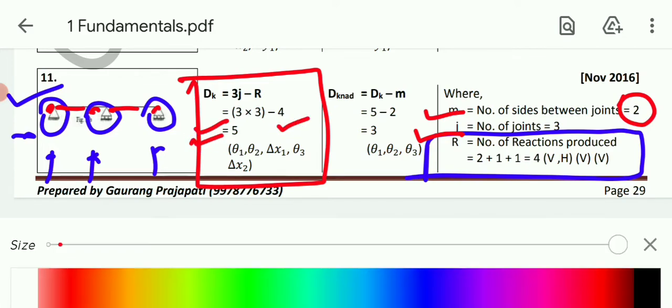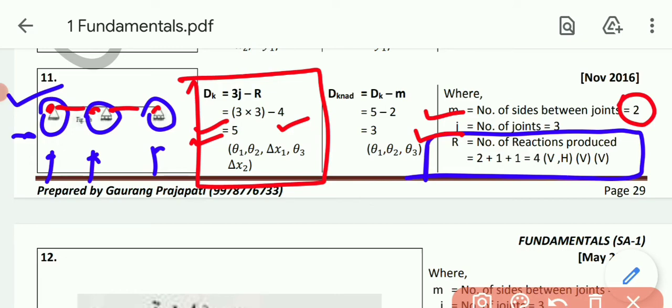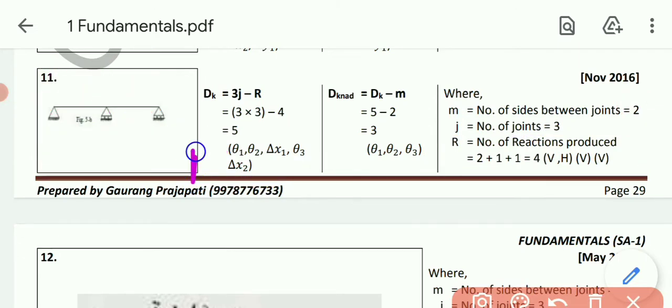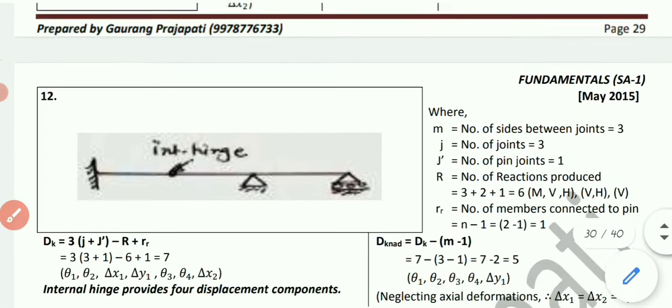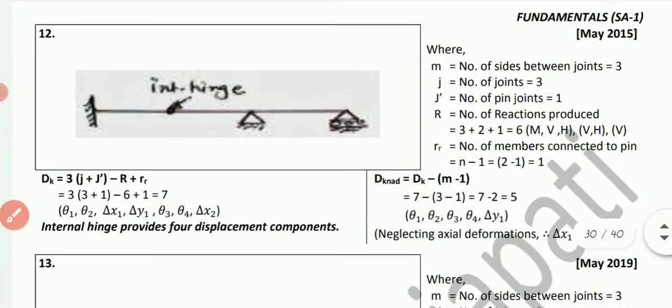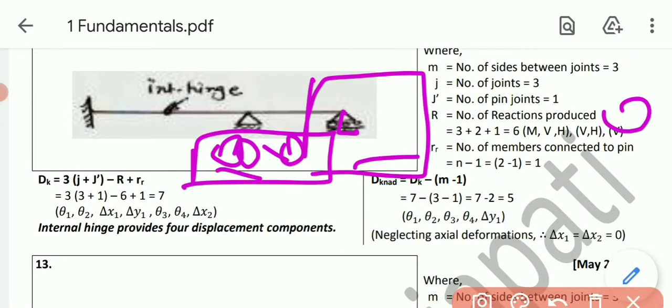Now which 5 displacements will be there? In case of hinge support, rotation is produced, in case of roller, rotation and horizontal are produced, and in case of the other roller, rotation and horizontal are produced. First theta 1, then theta 2, delta x1, and theta 3, delta x2. Out of this neglect delta x, so ultimately DK none equals DK minus m, which is 2, 5 minus 2, answer comes 3. So theta 1, theta 2 and theta 3, that will be my answer. Okay, I hope you guys are getting the concept. Now example number 12, just a minute.